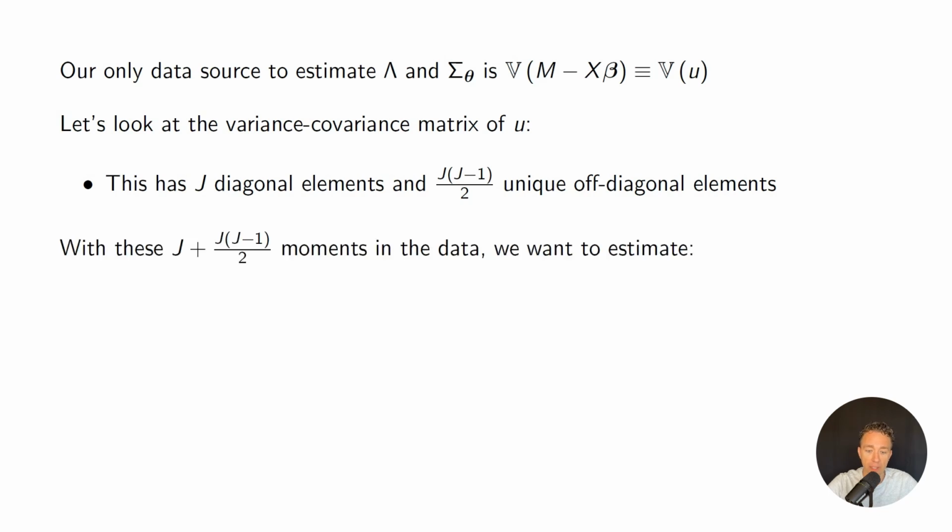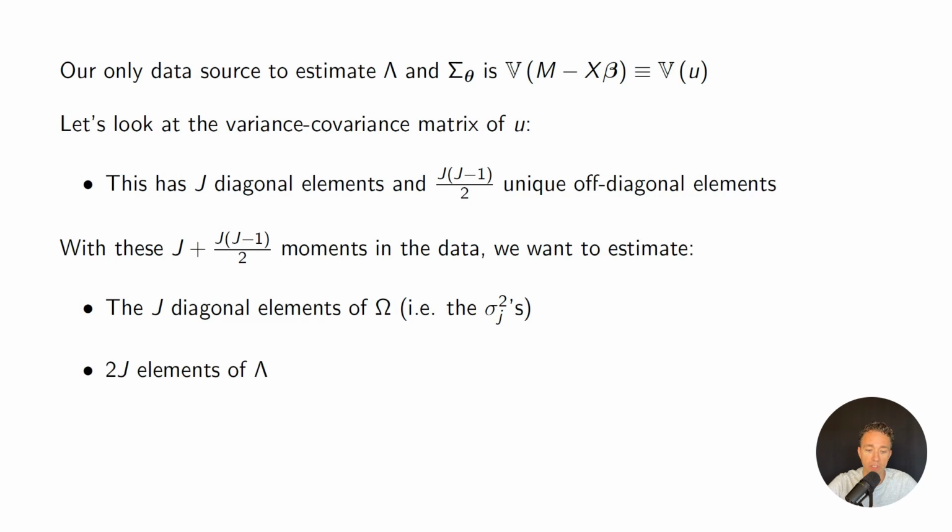So we have that many moments in the data, and from that we need to estimate the j diagonal elements of capital omega, the 2 times j elements of lambda. So why is it 2 times j? Well, because we have 2 factors in the model, and each of these j equations for the measurement system has its own lambda. And then there are 3 elements of the variance covariance matrix of the factors.